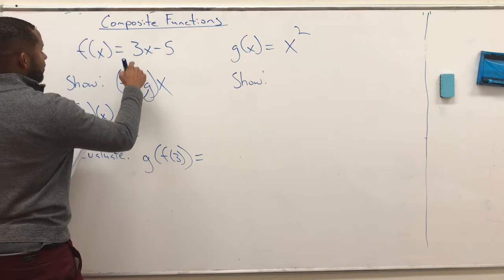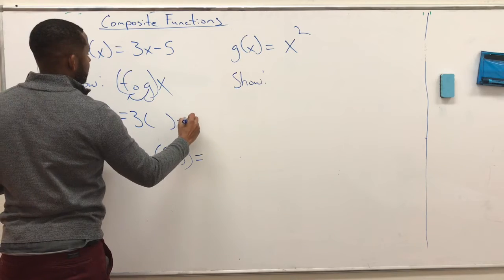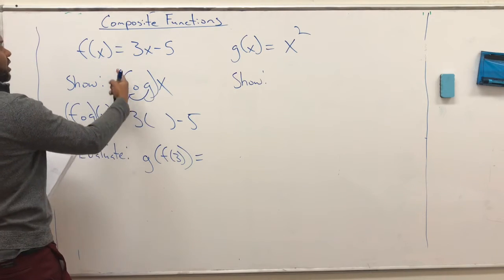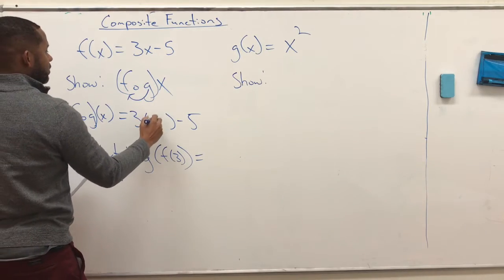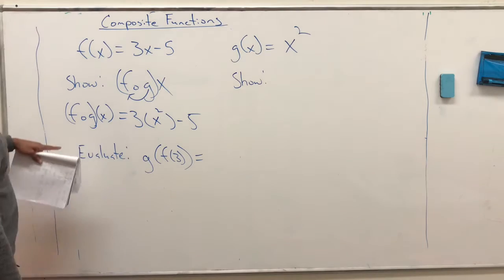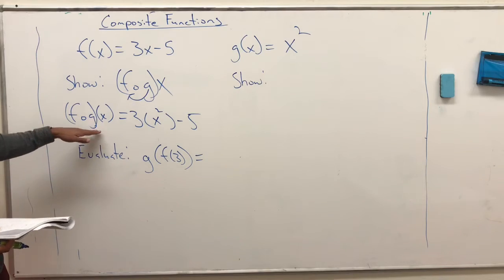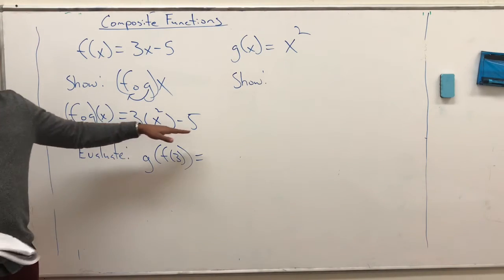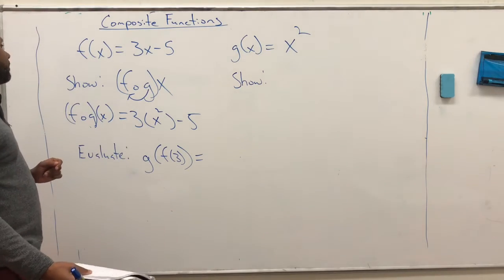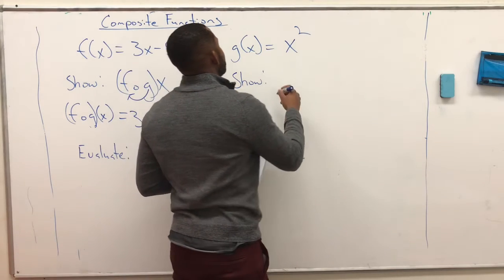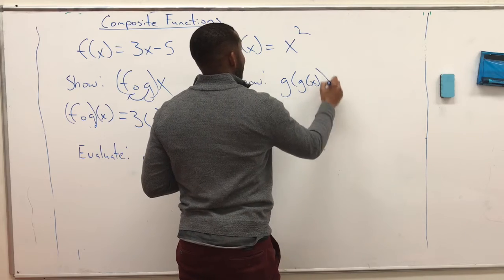I start with f of x, which is 3x minus 5, but instead of having that x there, I put g inside of f of x. So right here, I put g inside there. So we now have f of g of x, okay? There it is right there. I can't do anything else with it because I don't know what x is, but that's what it would look like.